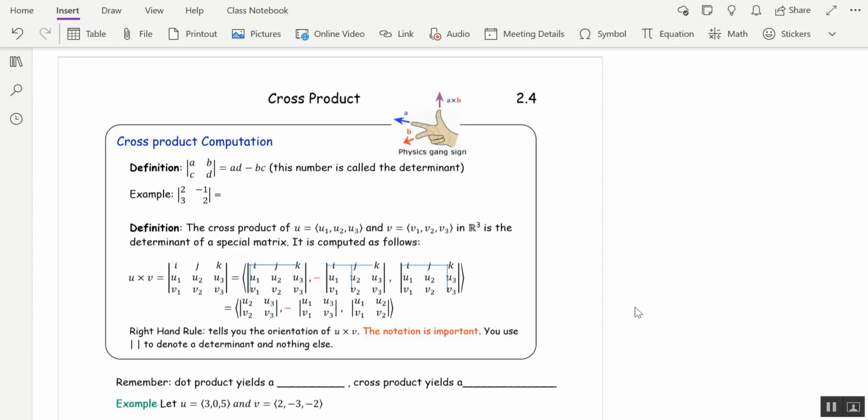Welcome to the cross product. The cross product of two vectors in R3 is another vector, and this is the formula, and it's going to take us a minute to get there.